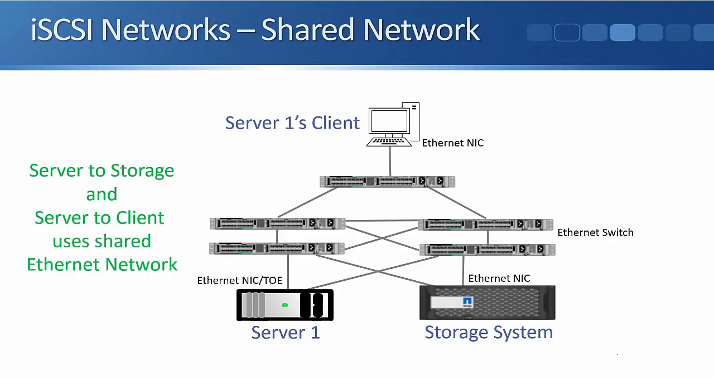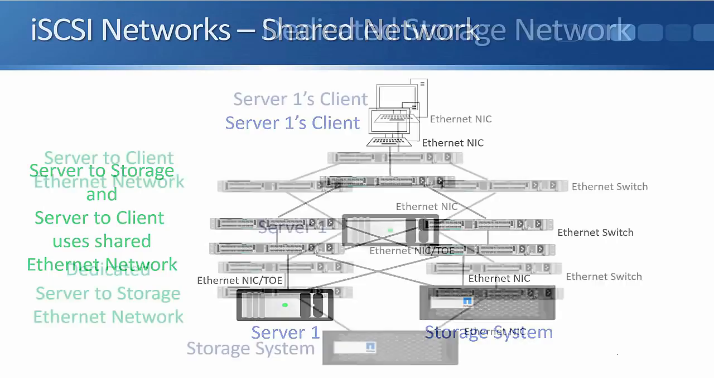Here, server to storage and server to client is both using a shared Ethernet network. So our normal data and our storage traffic is both going through the same switches and also using the same network cards on our end hosts. If you tried to do this back in the day when we just had 1 gigabit Ethernet, then you could have problems. But now that we have 10 gigabit Ethernet and even faster speeds, this is more feasible.